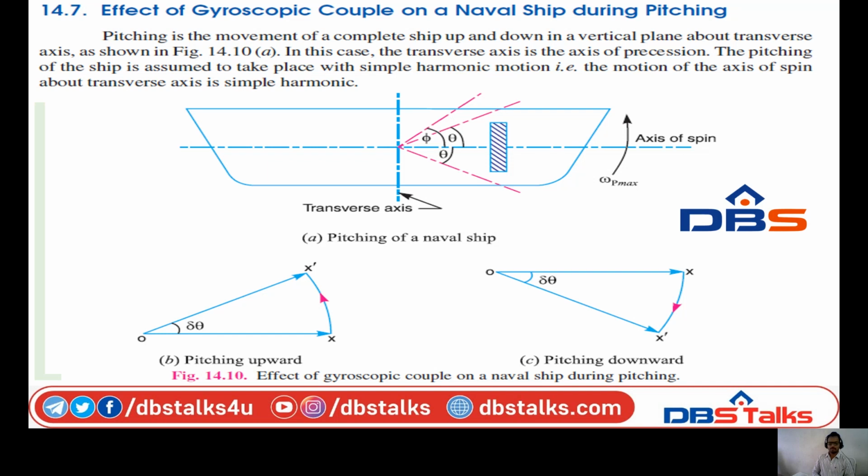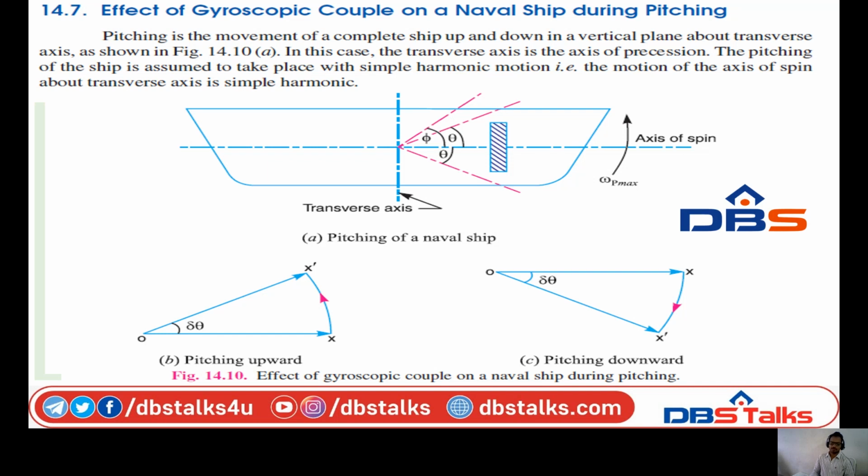So finally the angular velocity of precession will be maximum when the cos value is 1. So the maximum angular velocity of precession will be phi into omega, where omega means the angular velocity of SHM. So omega is equal to 2 pi by TP.